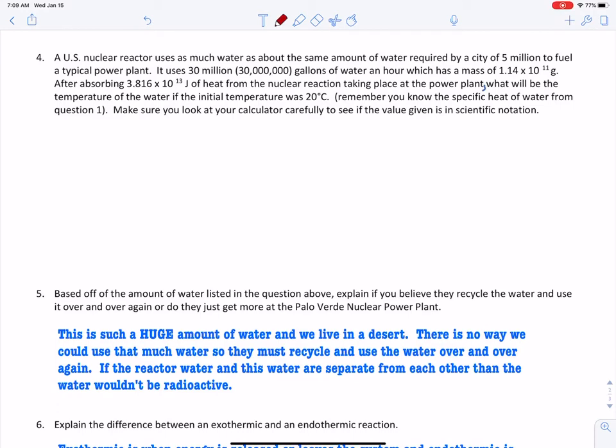So it says we use, the mass of all that water, the 30 million gallons, is 1.14 times 10 to the 11th. So mass equals 1.14 times 10 to the 11th grams. It absorbs 3.816 times 10 to the 13th. So think about that.